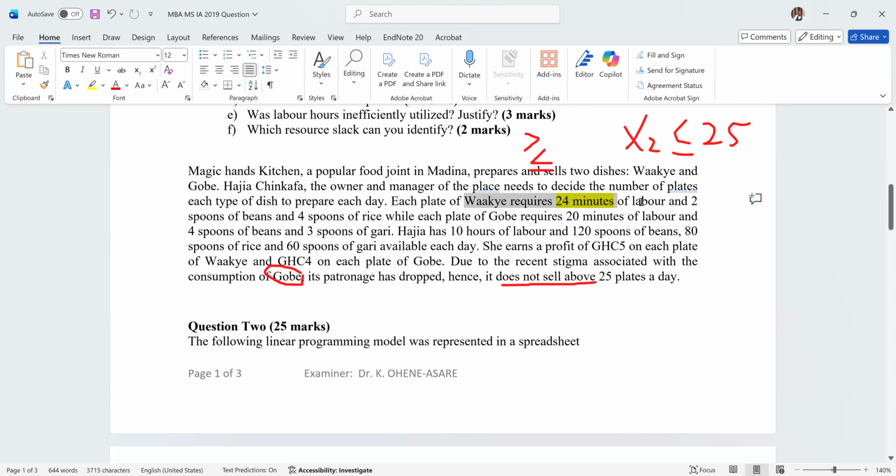See here, Wacha needed labor time. And Gobe also needed labor time. We've done that one already. And we had 24x1 plus 20x2 less than or equal to 600. Somebody said that long ago. So which other 20 are you talking about? Razak?